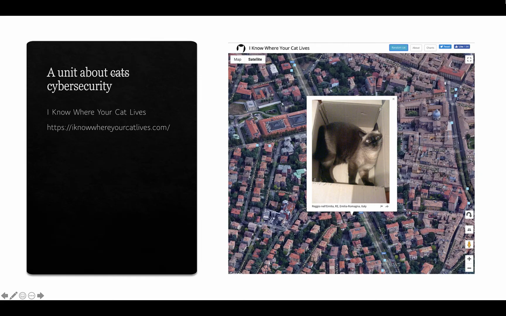So even though it says, "I know where your cat lives," it illustrates the point that when we share photos, we're unwittingly sharing a lot more information about our private lives. Now, organizations like Facebook and other social media platforms do tend to strip out that information now, even if you do upload it. But it's good to know that those media sites actually have access to that information.